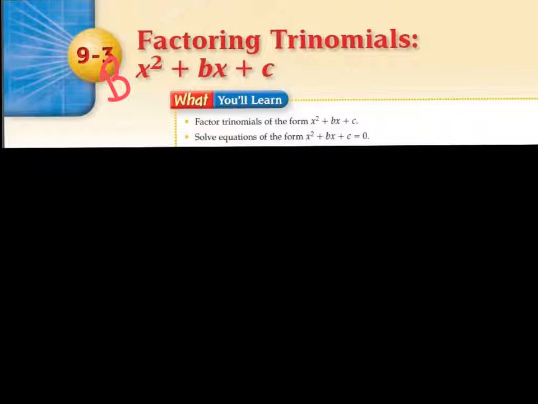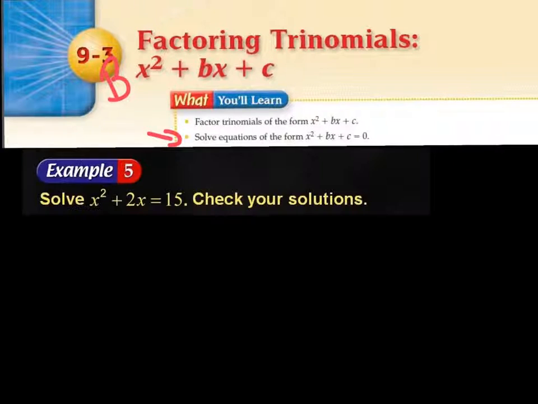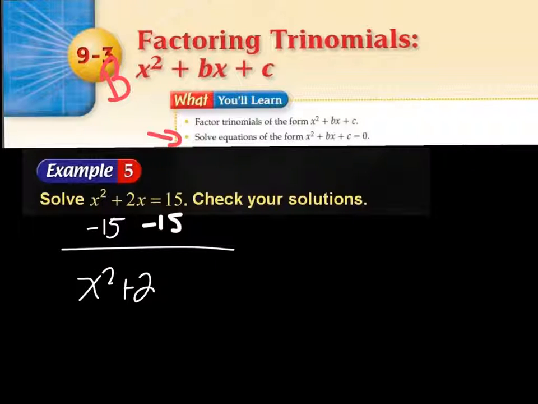In this video, we're going to look at part B of 9.3, how to solve equations in the form x squared plus bx plus c equals 0. The first thing I want to do is subtract 15 from both sides of the equation. So now I have x squared plus 2x minus 15 equals 0.